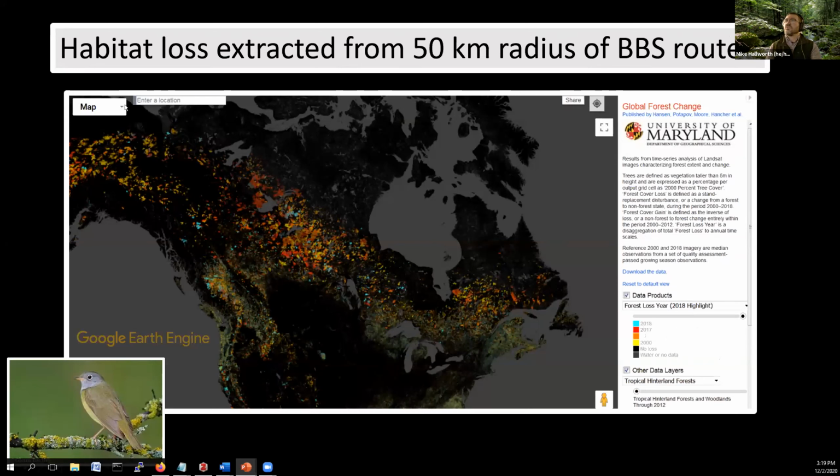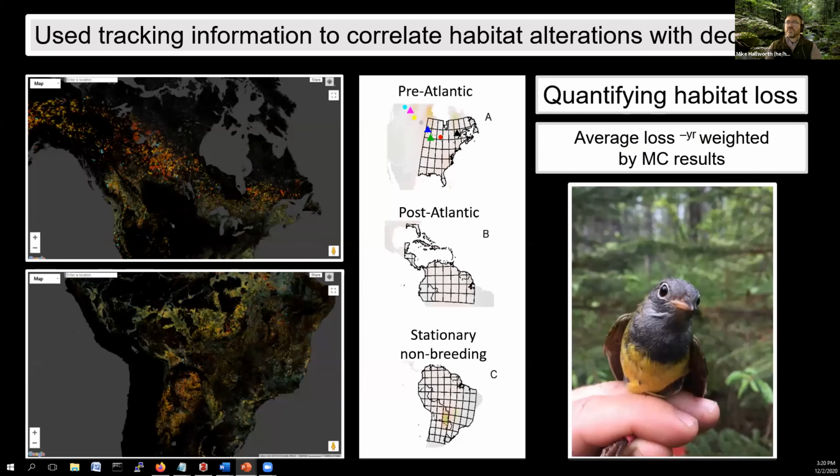We used the Hansen et al. data set. It's the global forest change data set, a yearly estimate from 2000 of when that forest block was lost. It's at 30 meter pixels across the entire globe. It's a fascinating data set. We extracted habitat loss within 50 kilometers of each breeding bird survey route. We also extracted that same information from each of these target zones.